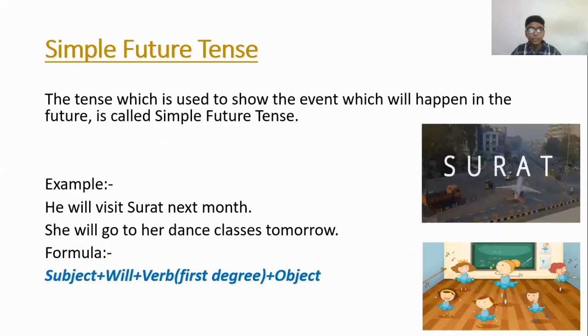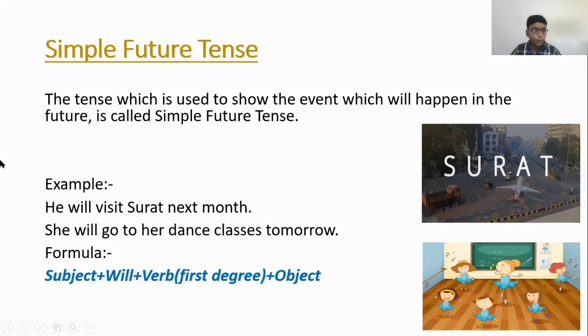First of all, simple future tense. The tense which is used to show the event which will happen in the future is called simple future tense. For example, he will visit Surat next month. She will go to her dance class tomorrow. Means here we are talking about the events which will happen in the future, not in the present or in the past, but in the future. And these all are also considered in the category of predictions.